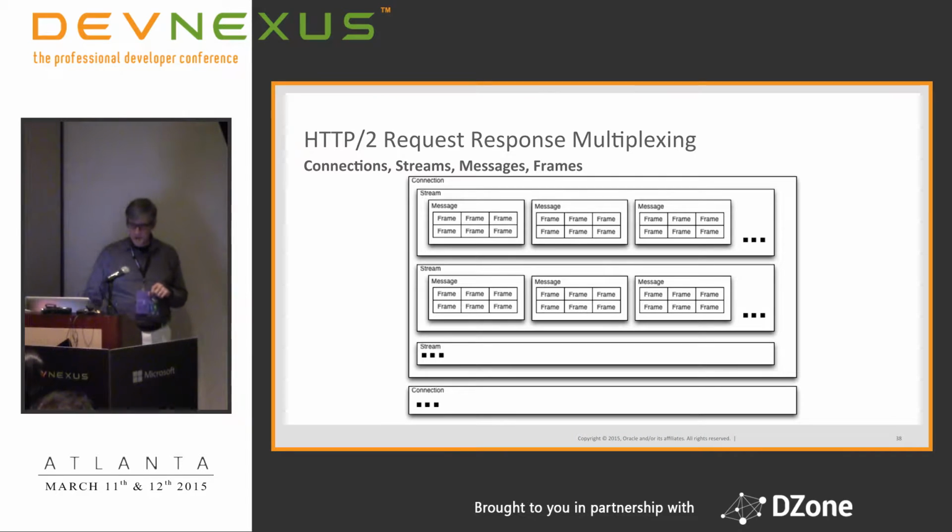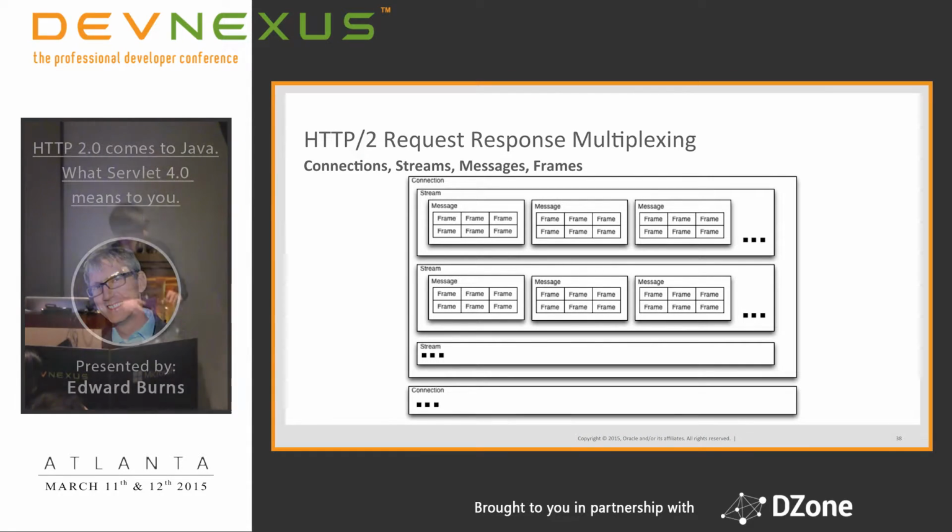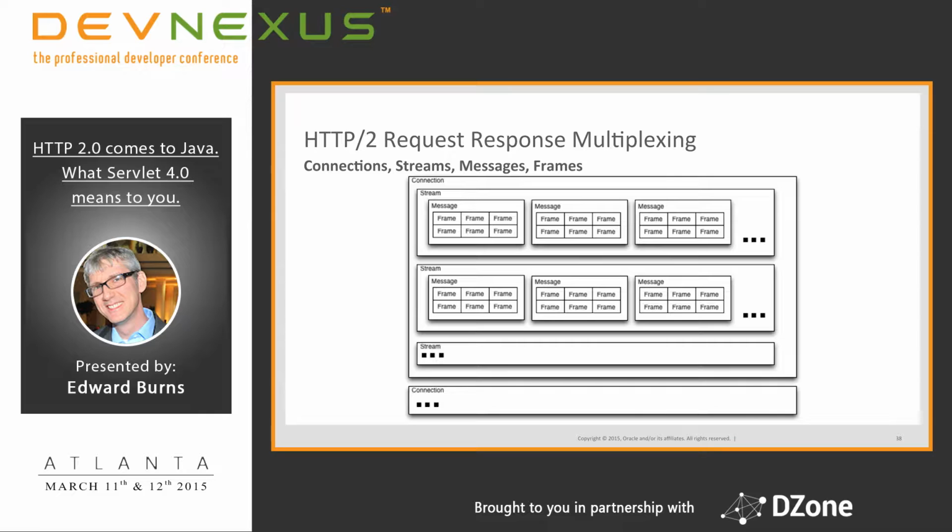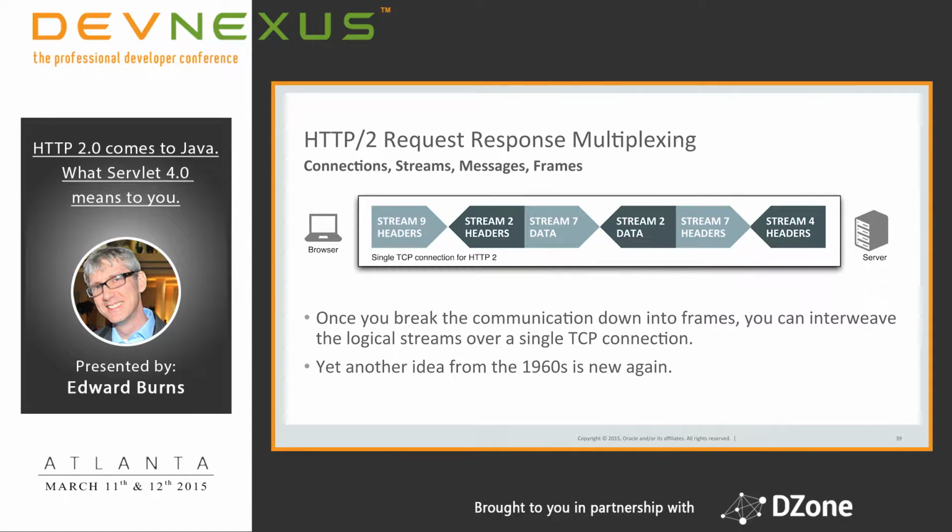Represented graphically, it kind of looks like this. So you have one connection, and in it you have one or more streams, and within each stream you have one or more messages, and within each message you have a number of frames. Once you split the communication up into these frames, you can do this request-response interleaving. And this is how you're able to get a lot more parallelism with a single TCP connection, by defining semantics for how these units of message are delivered.